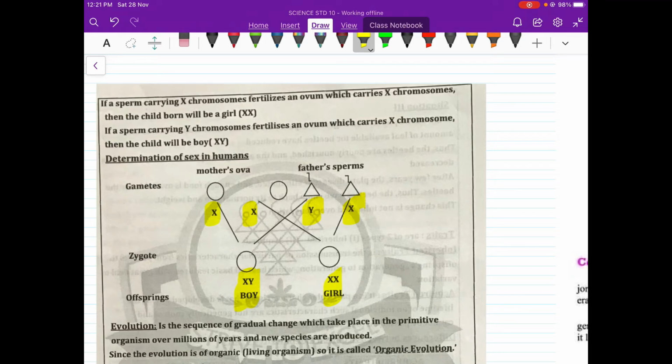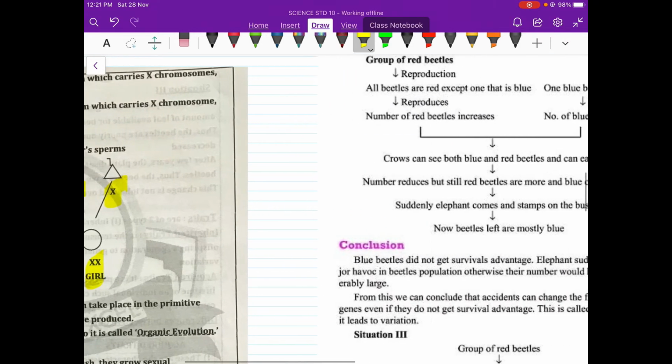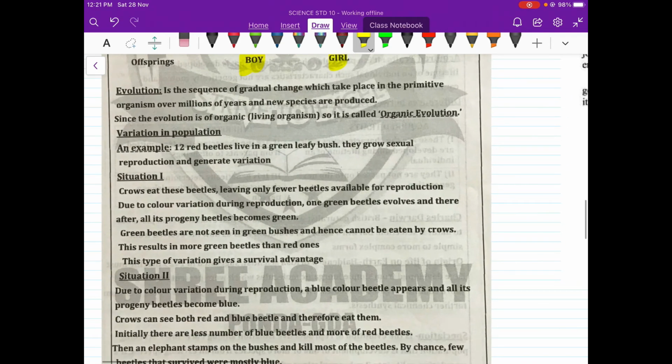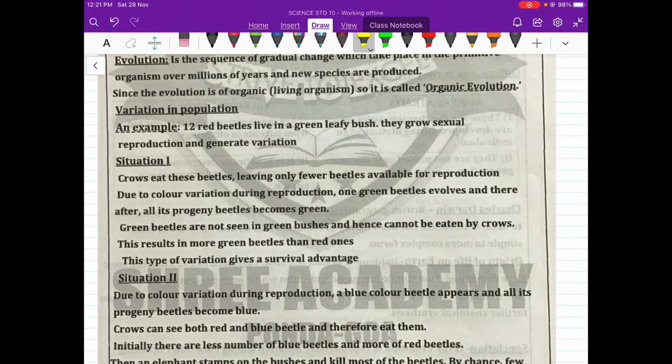Mother always has XX chromosomes. It is only the father who has an option of X and Y chromosomes. Now, next comes variation in population, or evolution. So what do you exactly mean by evolution? Evolution means the sequence of gradual changes which takes place in the primitive organisms over millions of years. It is not an overnight thing at all.